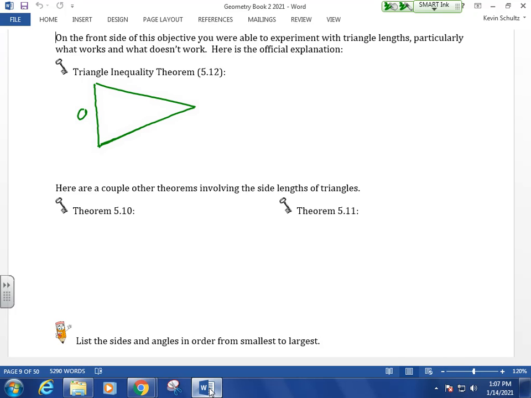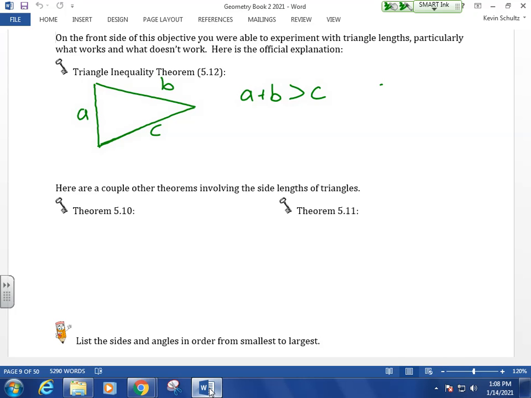Isosceles triangle, whatever. Anyway, for a triangle with sides A, B, and C, the triangle inequality theorem says that A plus B is greater than C. The sum of two sides must be greater than the third. And if you make C your longest side and just add the two shorter sides, then this is the only piece of the triangle inequality theorem that you really need.